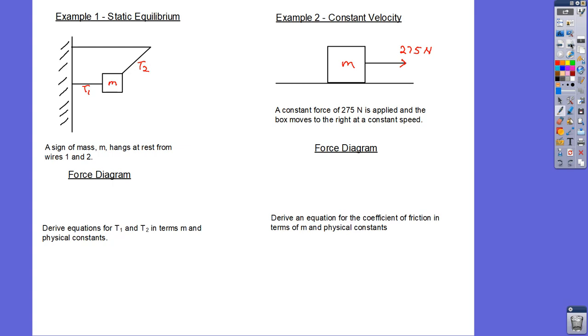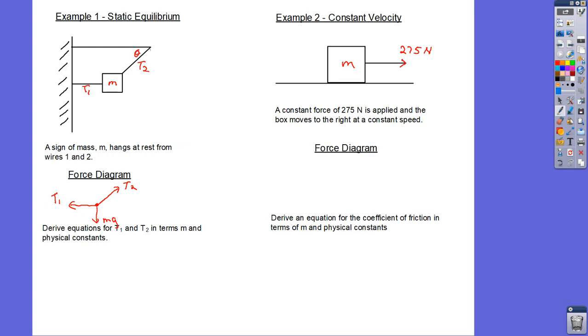So example one is static equilibrium. We have this sign hanging from these strings, and we want to go through the strategy here. When you draw the force diagram, we're going to have a weight force downward equal to mg. We'll have a tension force this way, T1, and we'll have a tension in that direction, T2. They will usually give us an angle, so let's call that angle theta.